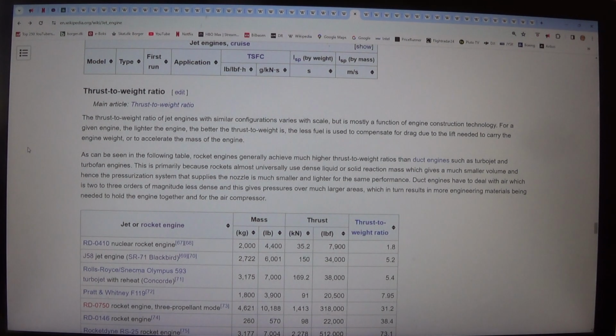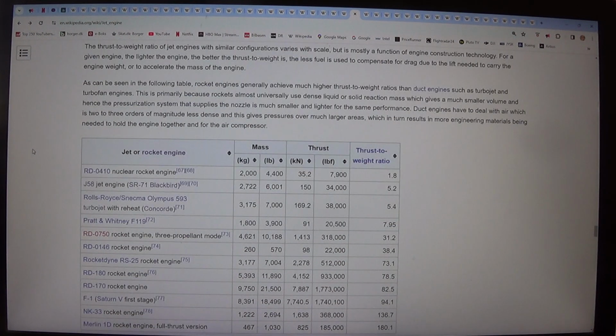As can be seen in the following table, rocket engines generally achieve much higher thrust-to-weight ratios than duct engines such as turbojet and turbofan engines. This is primarily because rockets almost universally use dense liquid or solid reaction mass, which gives a much smaller volume, and hence the pressurization system that supplies the nozzle is much smaller and lighter for the same performance. Duct engines have to deal with air which is 2 to 3 orders of magnitude less dense, and this gives pressures over much larger areas, which in turn results in more engineering materials being needed to hold the engine together and for the air compressor.